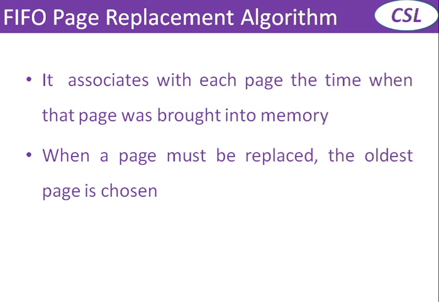Whatever page came to the memory earlier, that page has to be removed. The first page coming to the memory should be removed first. That is why we call it first in first out. So among all the pages available in the memory, we need to find out which page came earliest, the oldest. That page has to be chosen and replaced by the new requested page. That is the concept in the FIFO page replacement algorithm.